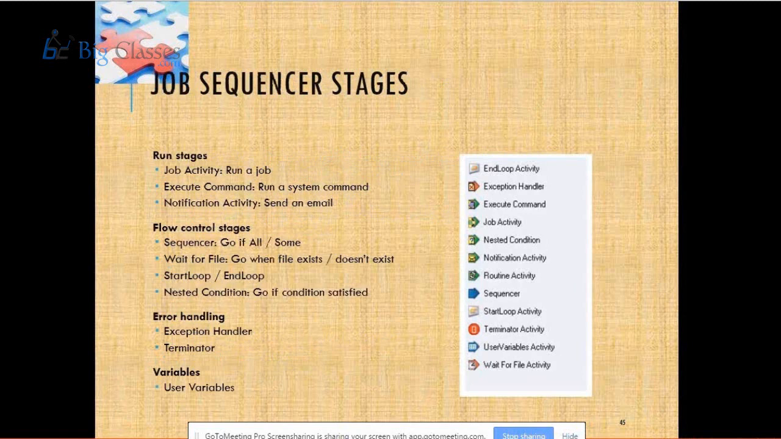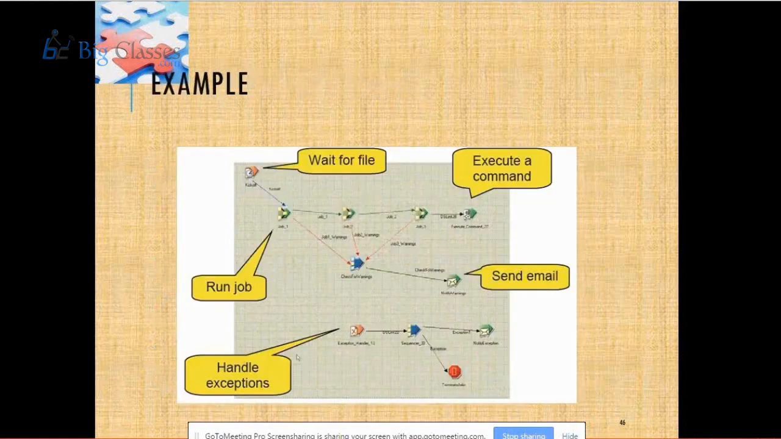So we were talking about the parallel job stages. We have the aggregator stage and all those, right? In the same way, we have a different set of stages available for the job sequencer. These are the different stages available: loop activity, exception handler, execute command, job activity, notification activity to send the notification, routine activity, right? These are the different stages that we have with a sequencer job. A sample example of a sequencer job. Okay. There will be more during the training session. We'll be discussing each and every object in detail.